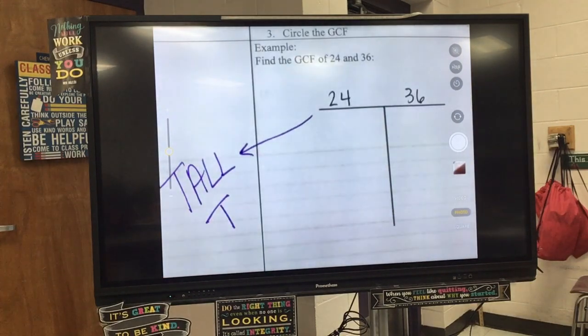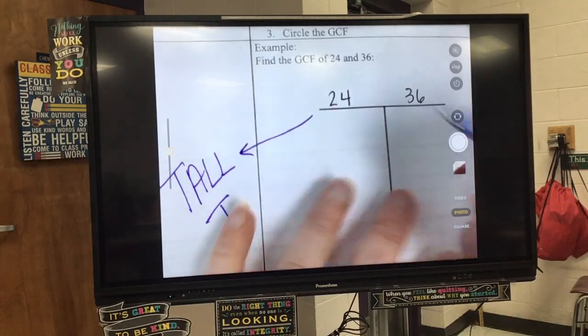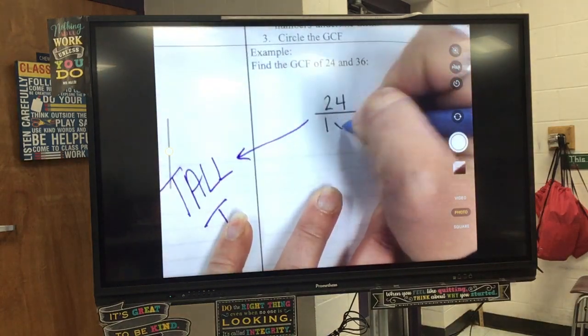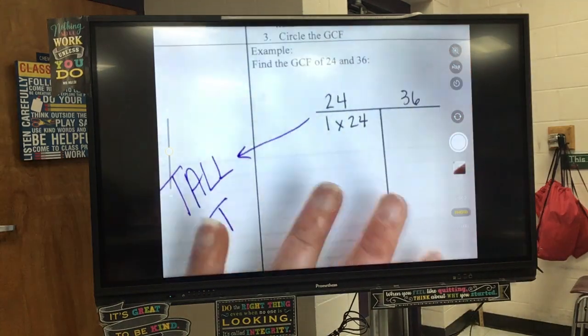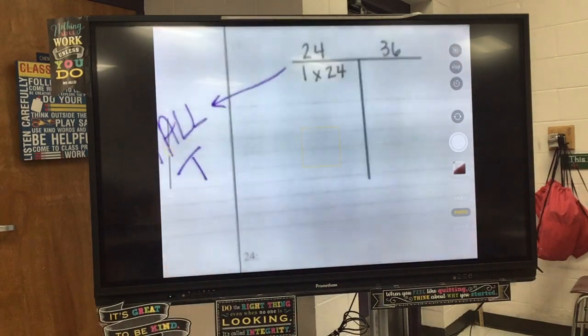And also when you're doing factors, you can use a factor rainbow, which I'm going to show you as well. I don't like the factor rainbow because I'm not neat enough to do it, but again, it's preference of what you like to do. And we always go from the least number to the greatest number. What that means is the very first factor you're going to write is 1 times the number. So for here, we're doing 1 times 24.